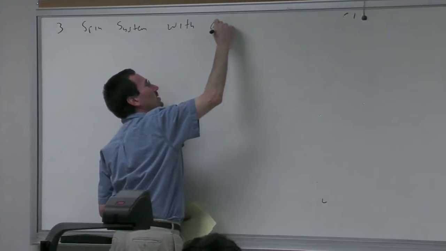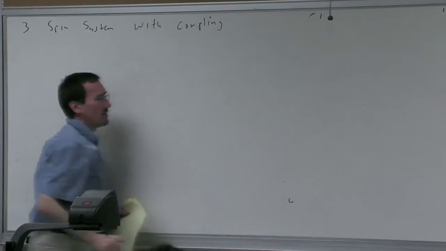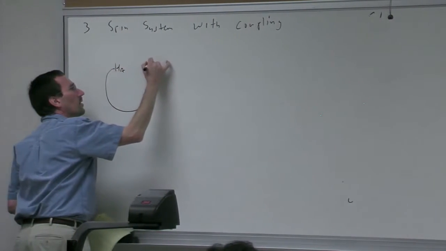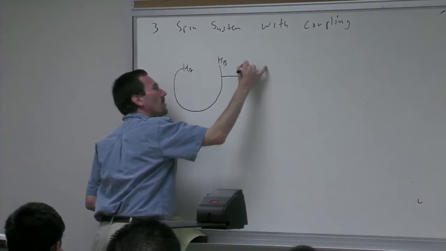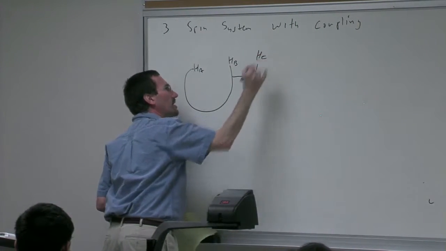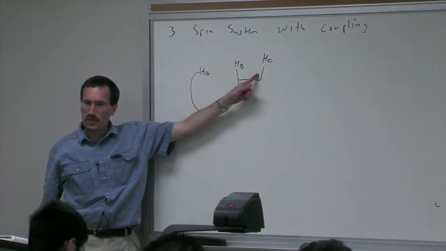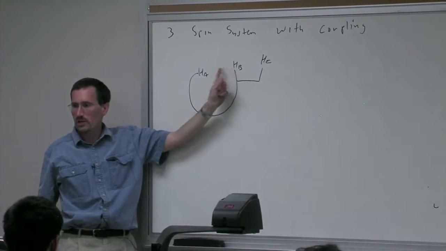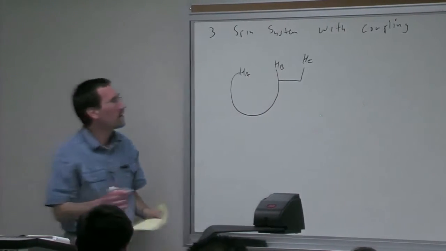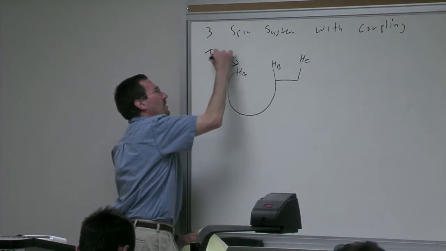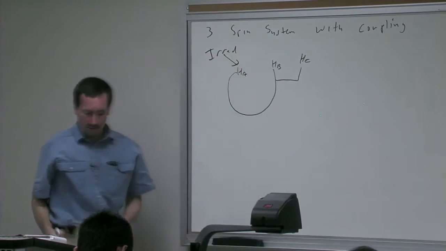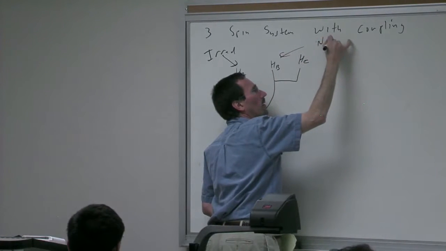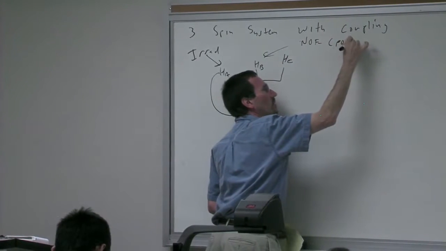So a three-spin system with coupling. And again, I'll give you my little screwy cartoon for things. Imagine that HC is J coupled to HB, but it's not spatially close to HA, whereas HA and HB are close to each other. What can happen is if I irradiate HA, of course we'll see an NOE to HB, in this case a positive NOE.